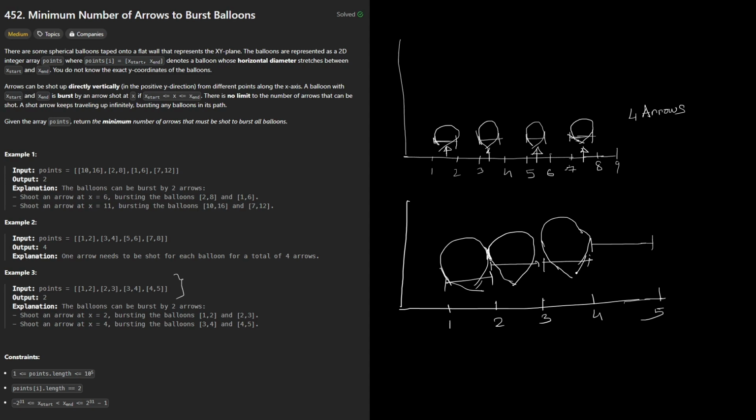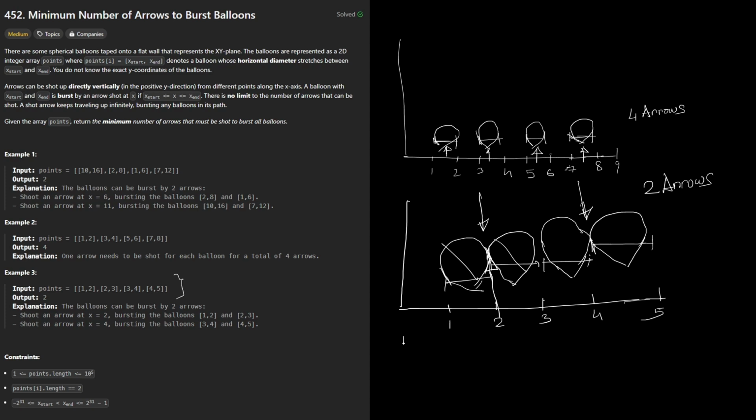Similarly, the 3 to 4 balloon and another one would be this one. It is going to have an intersection. So the first arrow I can target at index 2. If I trigger an arrow from here, then both of these balloons are going to get burst. And if I trigger an arrow at index 4, then both the 3 to 4 and 4 to 5 balloons are going to get burst. So you're going to require 2 arrows to burst them.